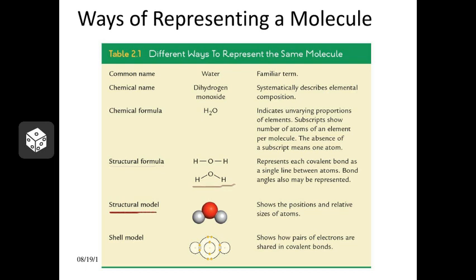There are also structural models. You'll see these a lot in your textbook, and these are three-dimensional models of a molecule. And finally, there are shell models. Shell models show the electron shells and the placement of the electrons on those shells. So you can see the interactions of the electrons between the different atoms involved. So we are going to play with both shell models, structural formulas, and we'll get into chemical formulas as well in this chapter.